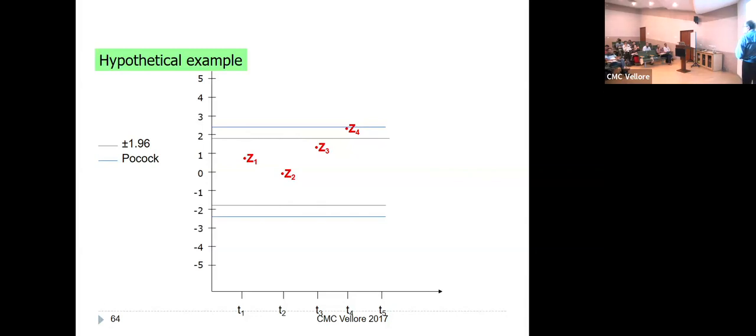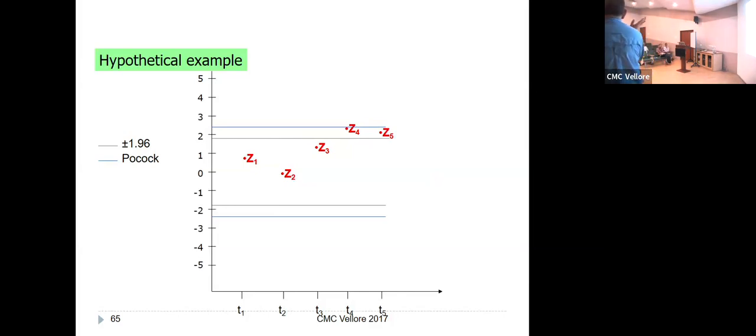Z4 now doesn't cross 2.43. So what does the DSMB say? The DSMB carefully reviewed all the data, and does not see any reason, blah, blah, blah. Same thing, doesn't tell you anything. Then comes another 6 months, and you get a value here. According to Pocock, you would have to say this is not significant, because the critical value is 2.4 and you got a 2.1.